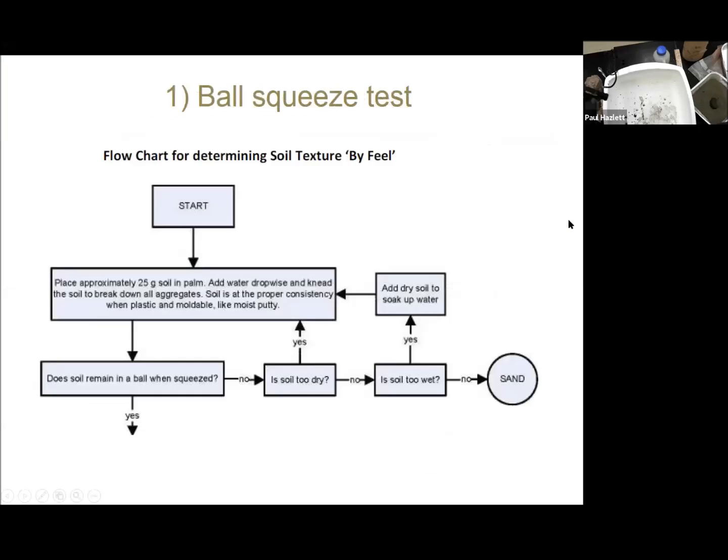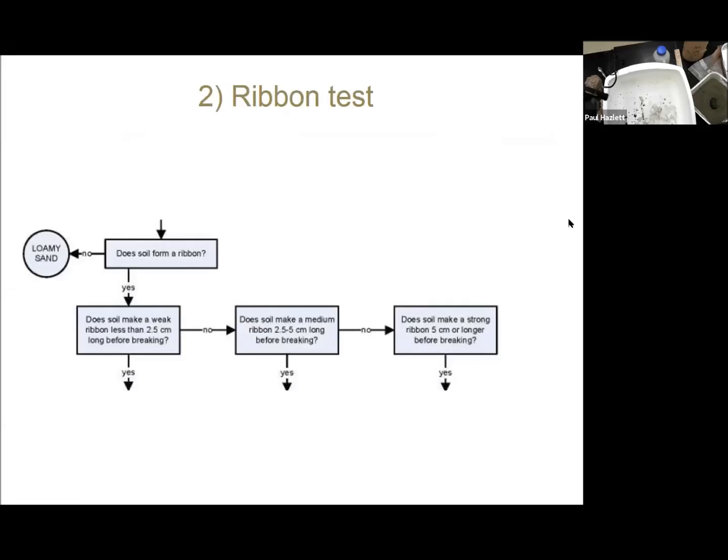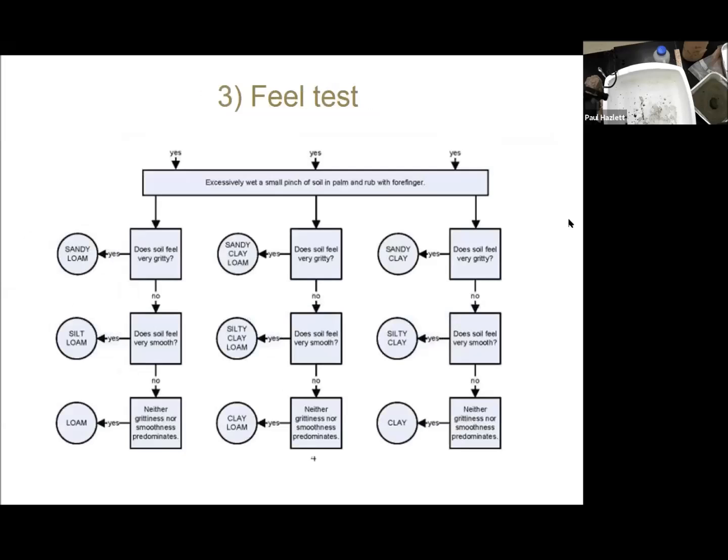Okay. And so here's the 3 parts again, just to review the 3 parts of the key that I went through: the ball squeeze test, the ribbon test, and making a poor, a medium, or a good ribbon, and then the feel test. And again, one of the key things I'll point out before we move on from this is that when you look at this key, it says, does the soil feel very gritty or does the soil feel very smooth?